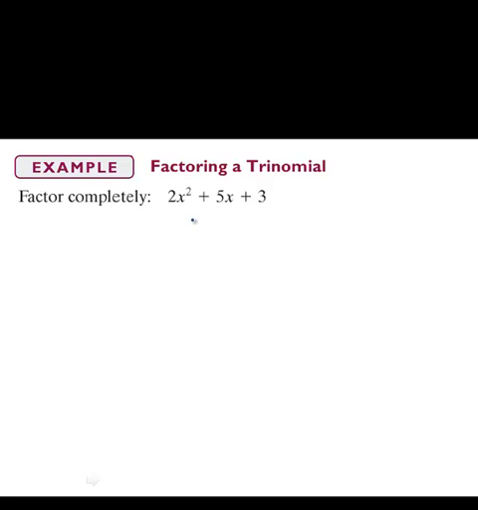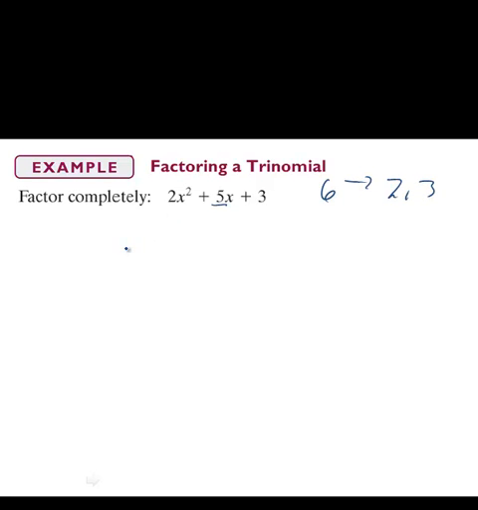Now you have 2x squared plus 5x plus 3. Now let's take 2 times 3. That's the A times C, right? 2 times 3 is 6. Now think of two numbers whose product is 6, but whose sum is 5, which is the linear coefficient. And the answer is 2 and 3.